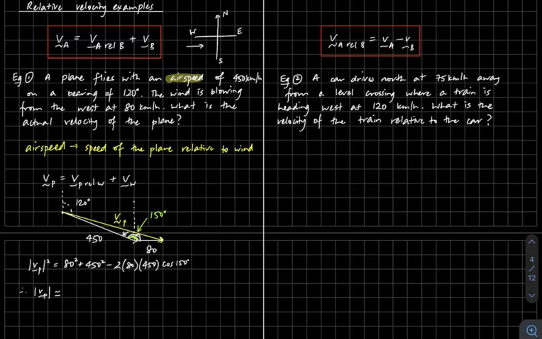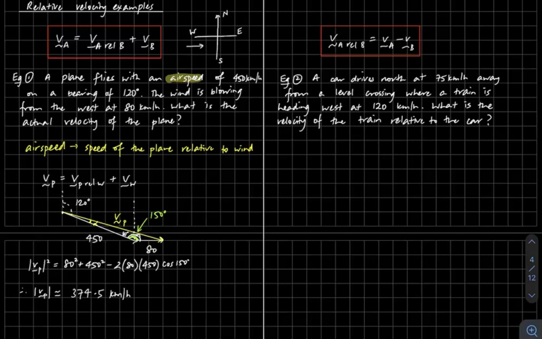So let's grab our calculator and give this one a go. So what have we got? 80 squared plus 450 squared plus 2 times 450 times the cosine of 150. All of that produces 374, let's say 0.5, as the magnitude of the velocity.